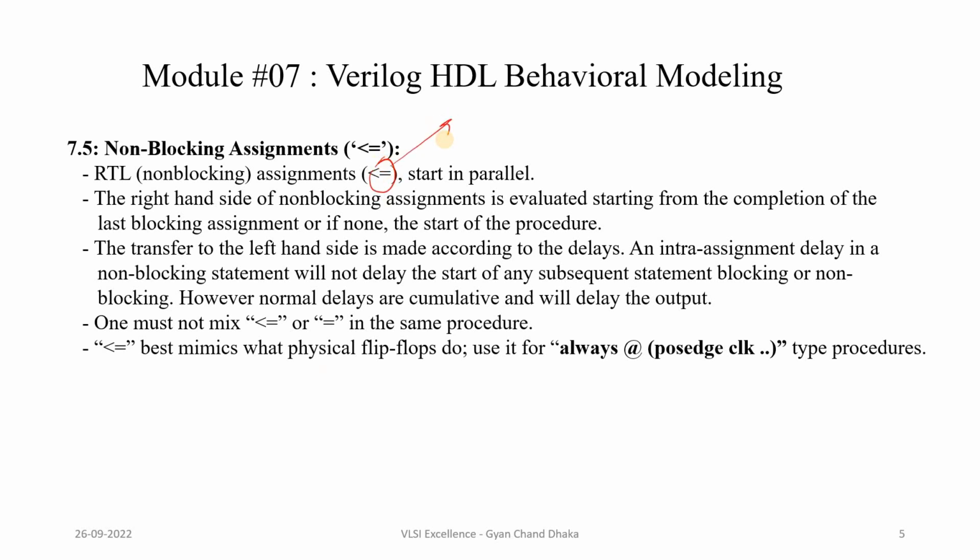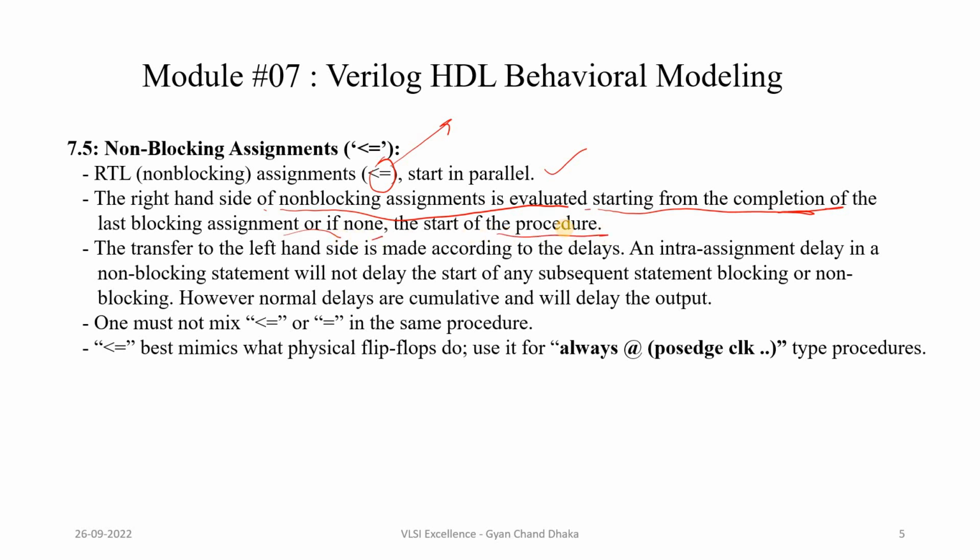And the important other point is all the statements which are having the non-blocking assignment execute parallelly. So how does the execution happen for the statements? The right hand side of the non-blocking assignments is evaluated starting from the completion of the last blocking assignment, or if none, the start of the procedure.